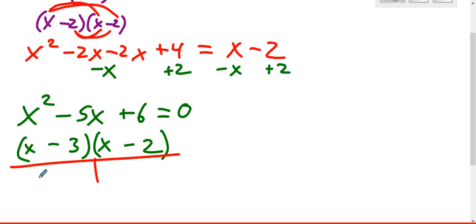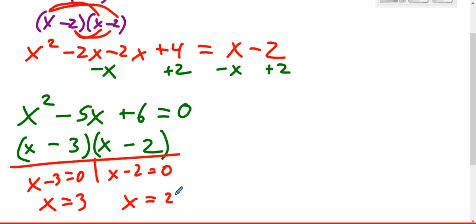So then when you solve these out, you get x minus 3 equals 0, x minus 2 equals 0. Solve them out, you get x equals 3, x equals 2. Then go back to the original problem and plug them in to make sure that they work out. They might not work out, which means it's extraneous. So let's check 2 and let's check 3.